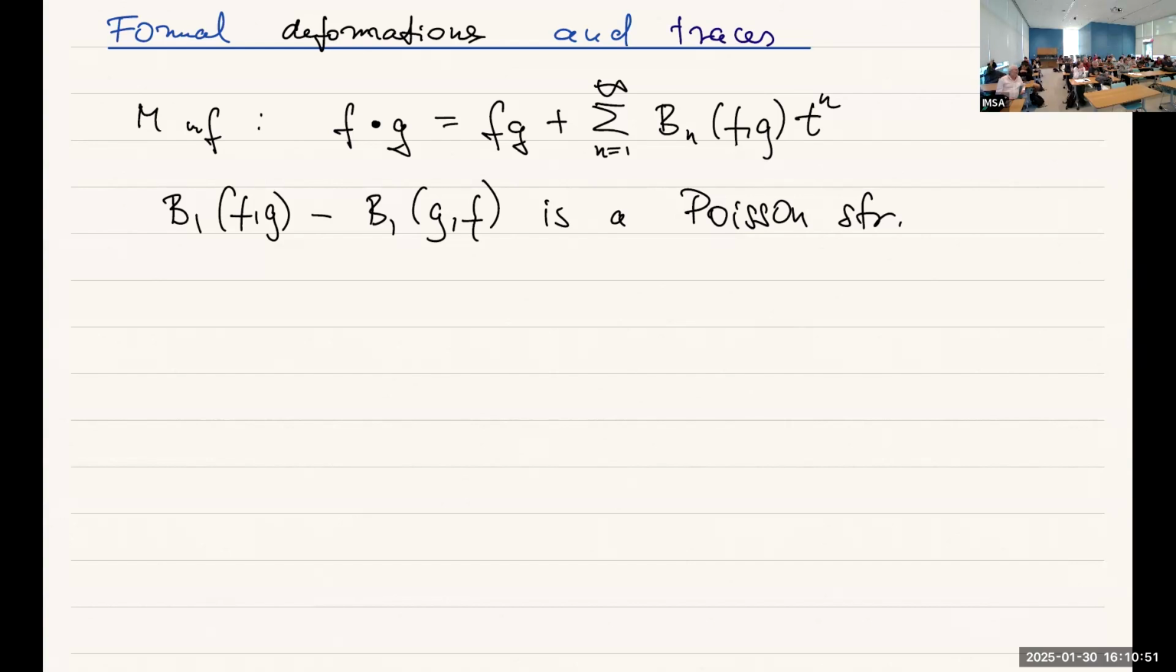I will mostly concentrate on the simpler case of a symplectic situation. But in any case, one thing that's easy to check, I think this is called Drinfeld's lemma, I don't know if it's true, but the fact is that if you take the commutator of the first element here, B_1(F,G) minus B_1(G,F), then this is a Poisson structure on the manifold. As I said, we'll be interested in the case when this Poisson structure is actually symplectic.